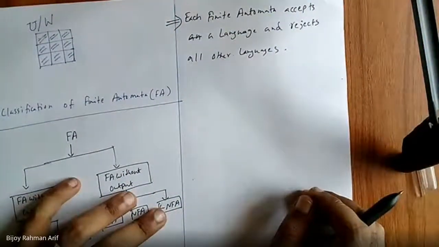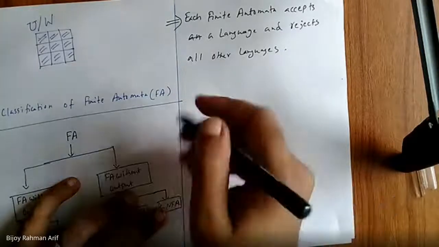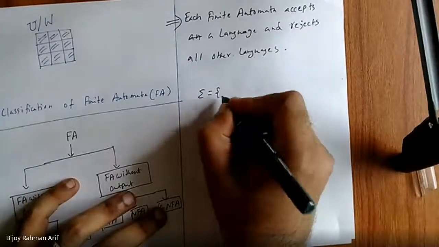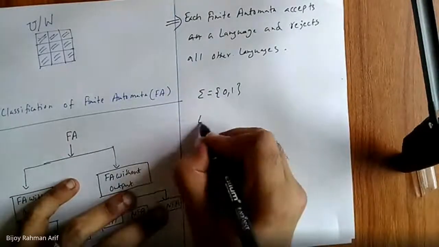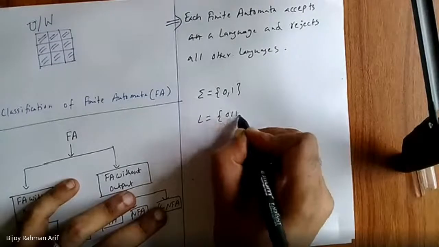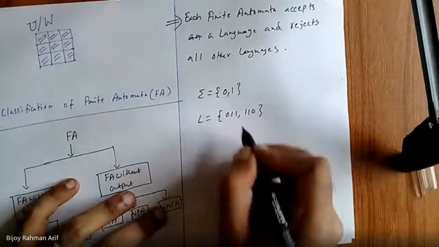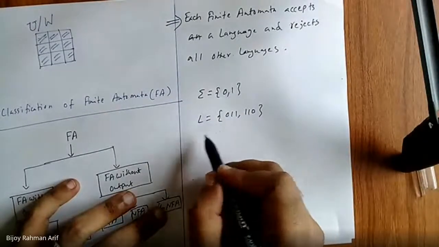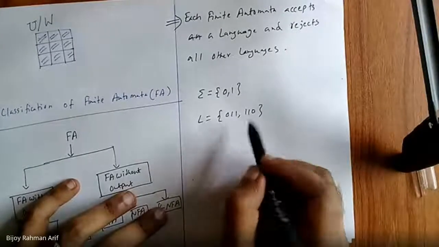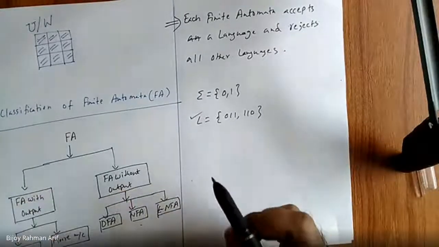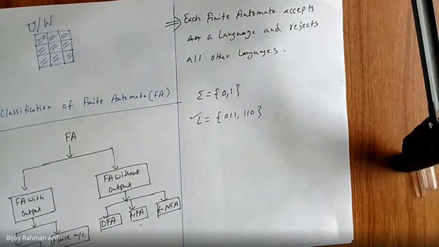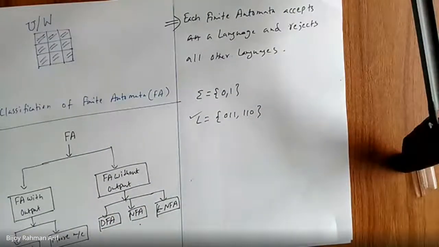So, let's assume my alphabet is 0, 1, and my language is 0, 1, 1 and 1, 1, 0. How can you make a machine understand so that it can accept this language? How can you make a machine which can actually accept this language? Tell me, what is your idea?